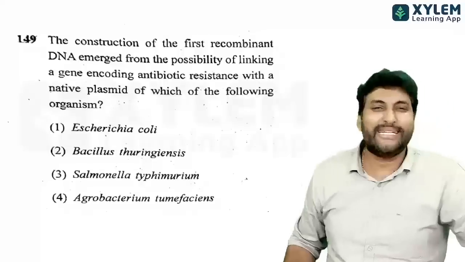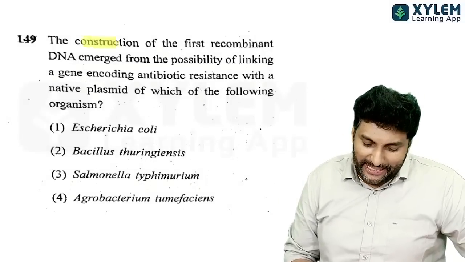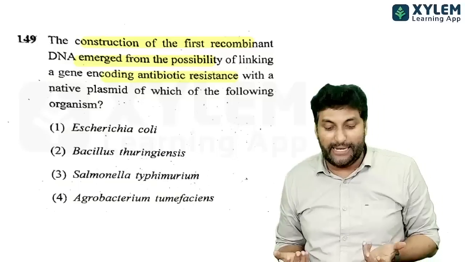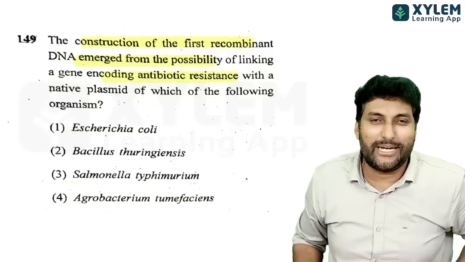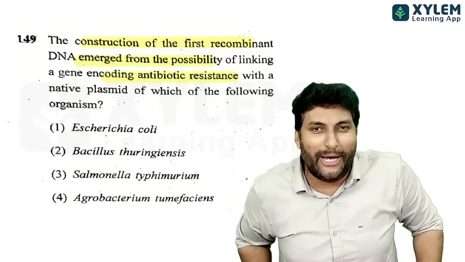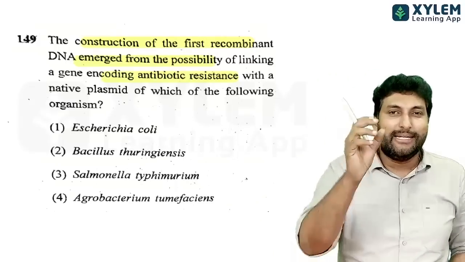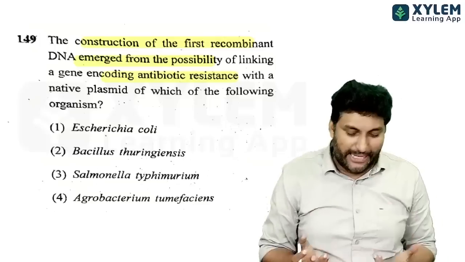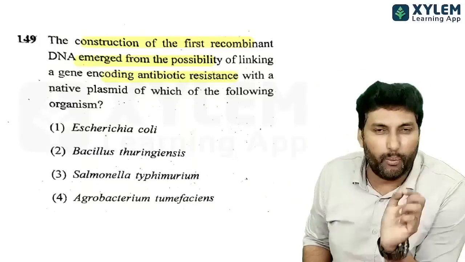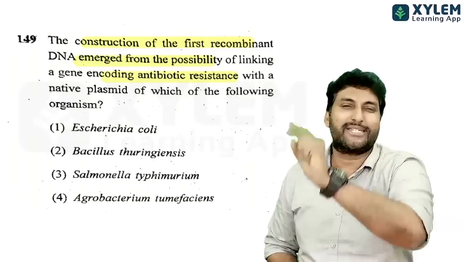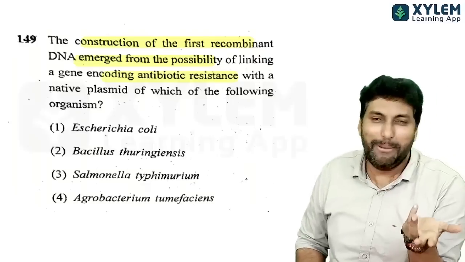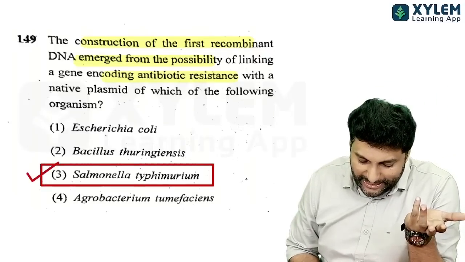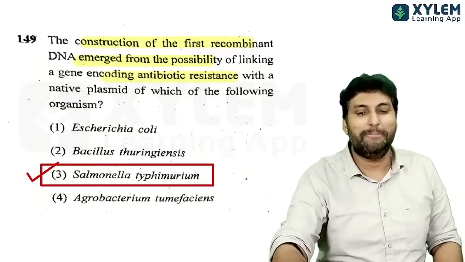Let's move to 149. The construction of first recombinant DNA emerged from the possibility of linking. You can see this question is directly taken from the chapter Biotechnology Principles and Process. There you have studied Cohen and Boyer's experiment, and they took a bacteria as a vector for the construction of the first recombinant DNA, and the name of the vector is very clear: the typhoid causing bacteria Salmonella typhimurium.